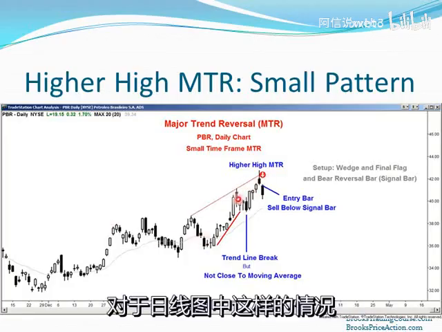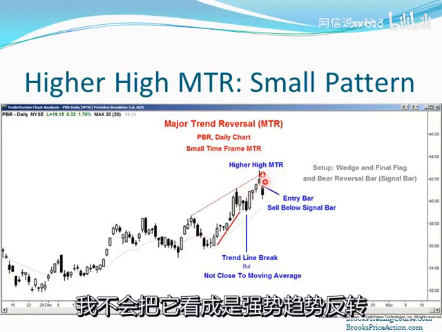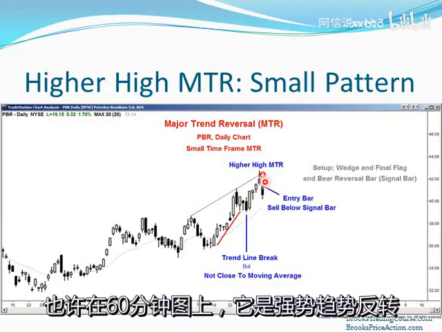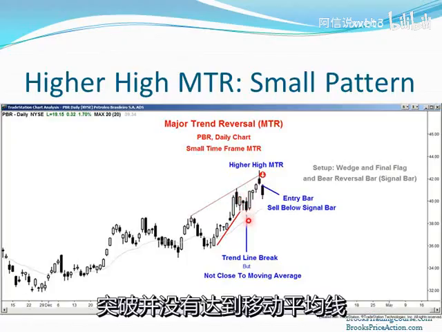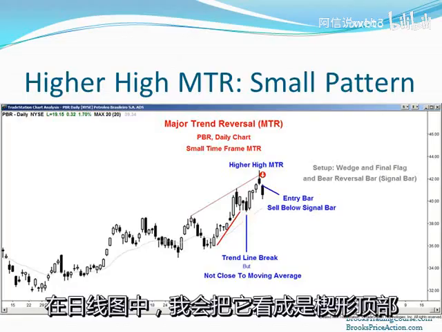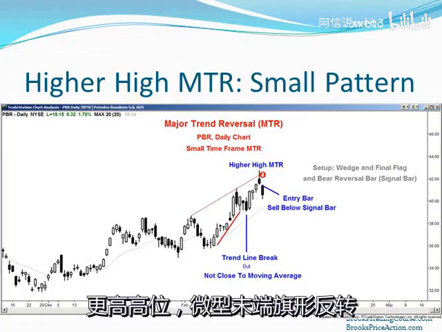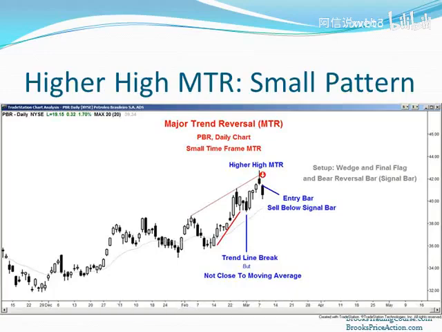On the daily chart, I would not call this a major trend reversal. Maybe on a 60-minute chart it's a major trend reversal, but on a daily chart there are just not enough bars breaking the trend line, and the break did not go down to the moving average. On the daily chart, I would consider this to be a wedge top and higher high and a small final flag reversal.